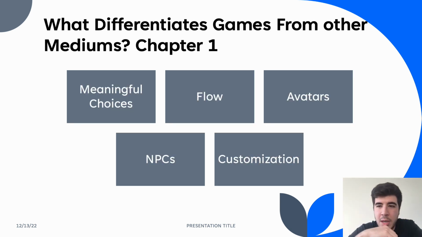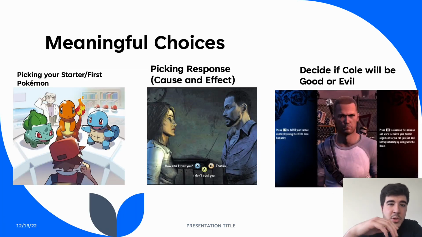In the first chapter, Katherine examines how game designers use choice and flow, being the two main differences from other mediums, as well as avatars, character customization, and non-player characters in solo play to see how it impacts emotions and social settings. First of all, we got meaningful choices, in which I showed picking starters, conversation picking, or deciding the fate of a character. Choice is the most fundamental difference between games and other mediums.